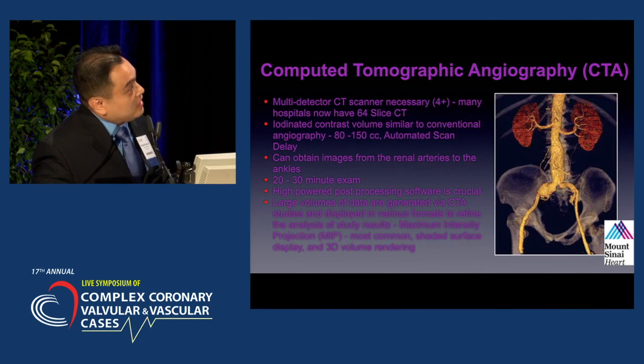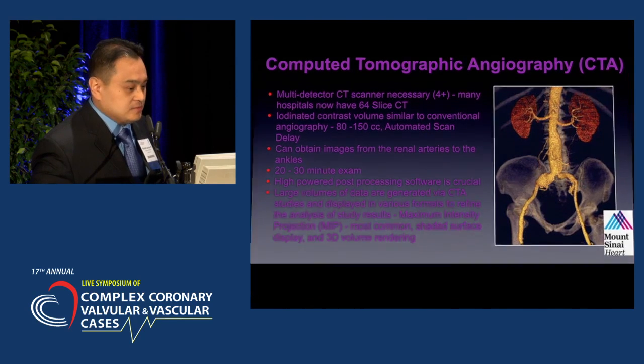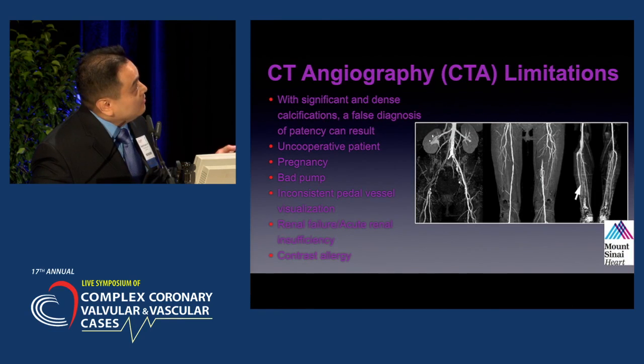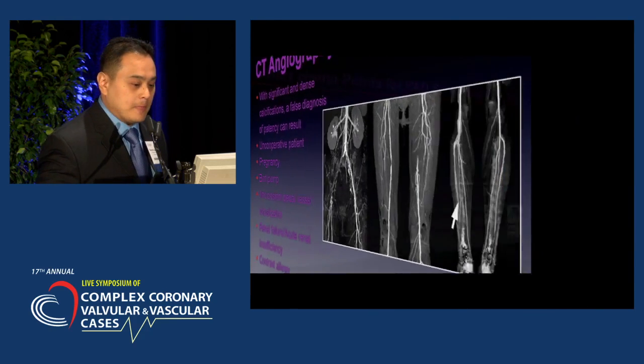In order to get these types of great images, the institution should have some sort of high-tech CT scanner, like a 64-slice CT. We use a lot of dye for this, so you have to be concerned about patients with any renal problems. And again, with the limitations, if you have an uncooperative patient, you won't have this kind of information. Renal and acute renal insufficiency is a problem too.